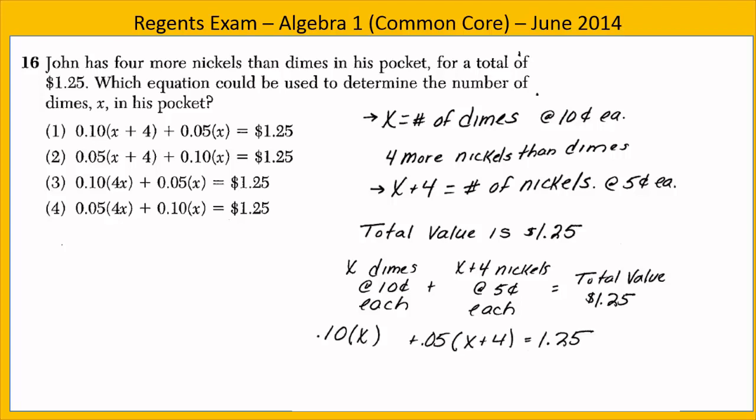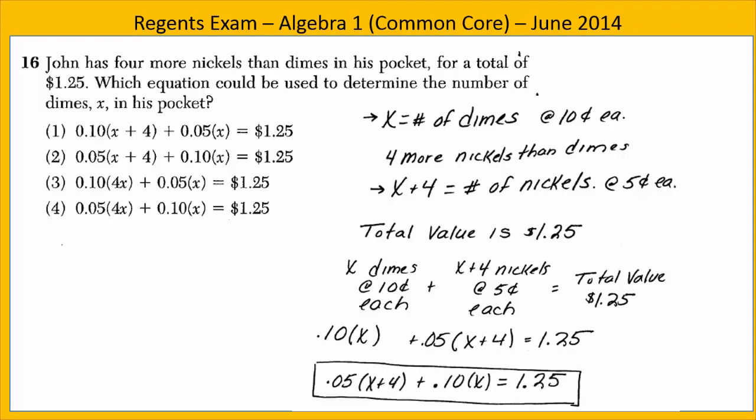Now let's write our equation. 0.10 times the number of dimes plus 0.05 times the number of nickels equals $1.25. Look carefully at the choices, and you see that this equation isn't exactly there. But we know that we can reverse the order of terms connected by addition by using the commutative property. And so we can reverse it: 0.05 times x plus 4, plus 0.10 times x, equals $1.25. Choice 2 is our answer.